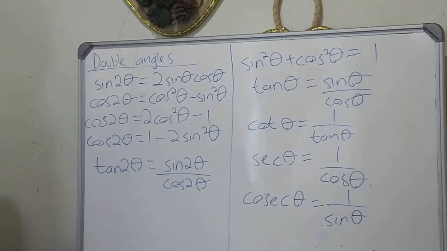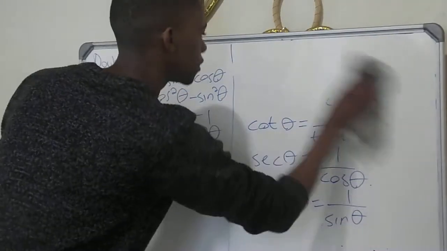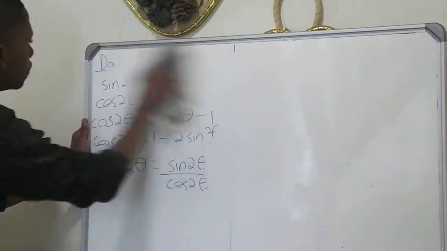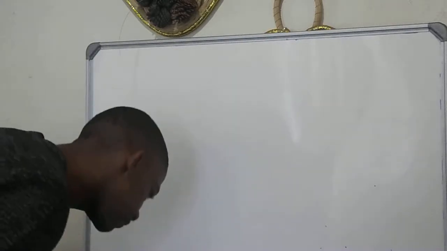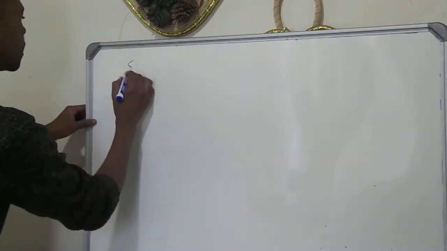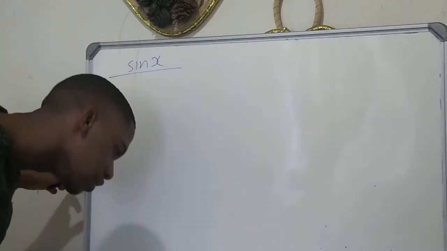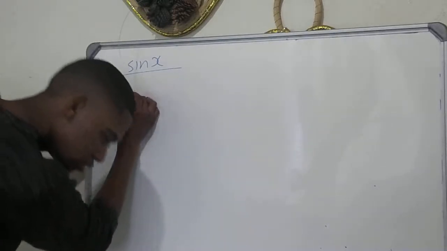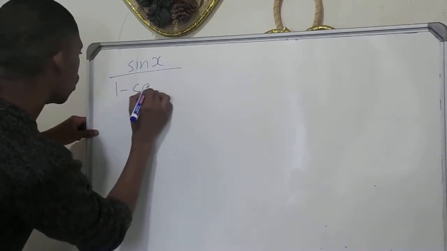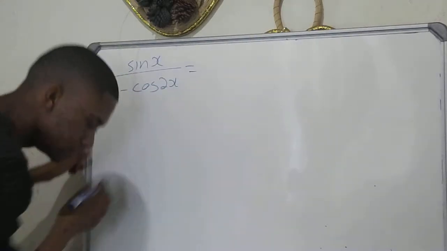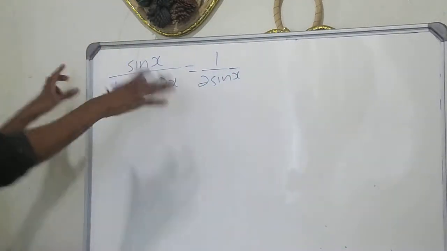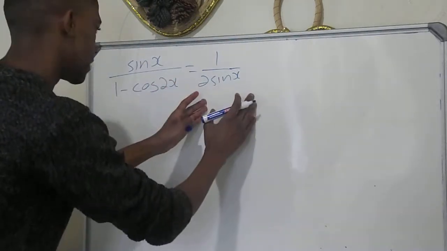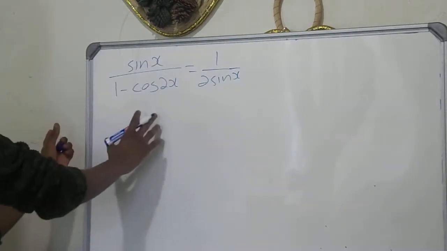I know you took notes, so I'm just gonna erase this real quick. Start with the calculations. Great. So we have a question here. It says we have to prove that sine x over 1 minus cos 2x is equal to 1 over 2 sine x. We have to prove that this side is equal to that side. So this is the left hand side, and that's the right hand side.